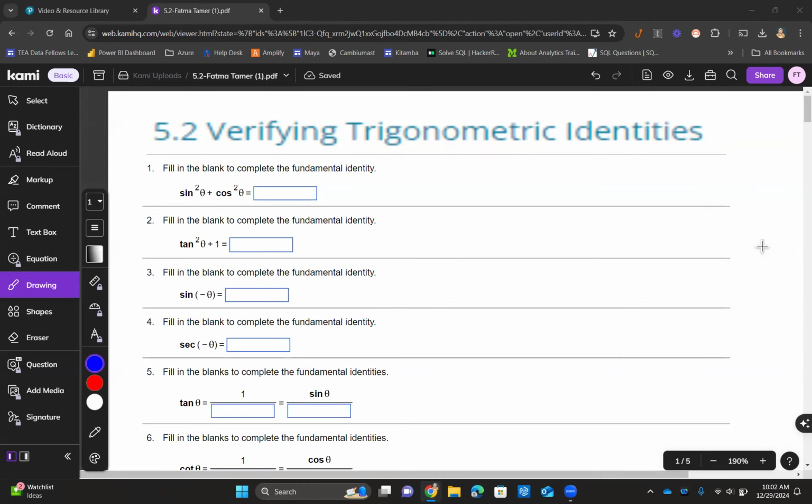Section 5.2 is called Verifying Trig Identities, and I'm going to show you some homework questions. First one says, fill in the blank to complete the fundamental identity. This is a very important fundamental identity. Sine squared plus cosine squared of theta will always equal 1, and we call this the Pythagorean identity.